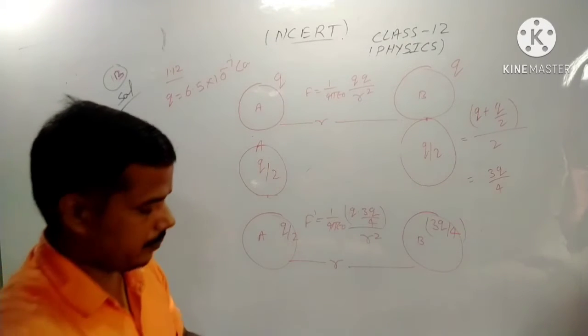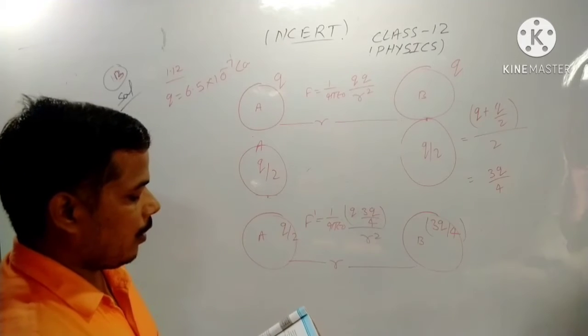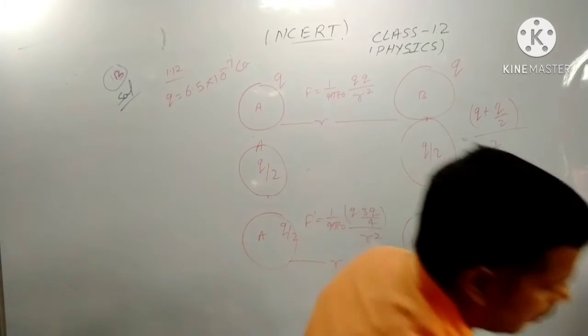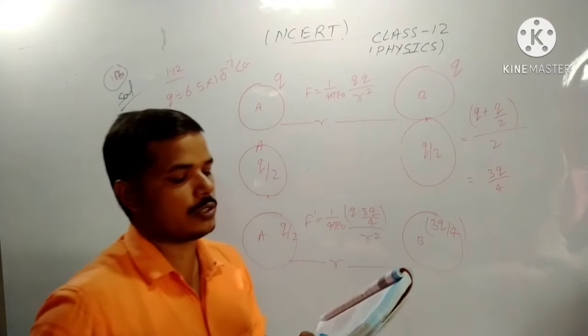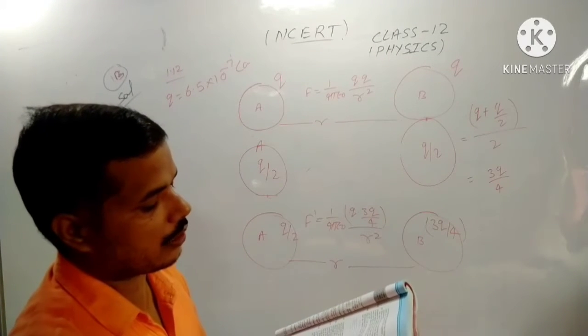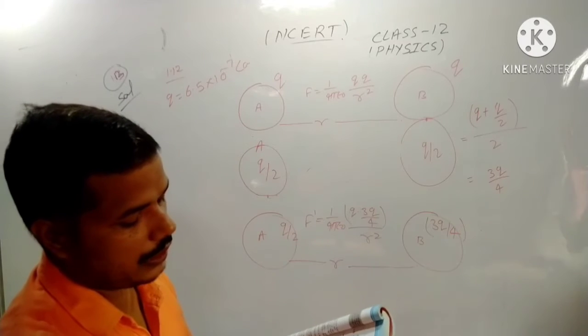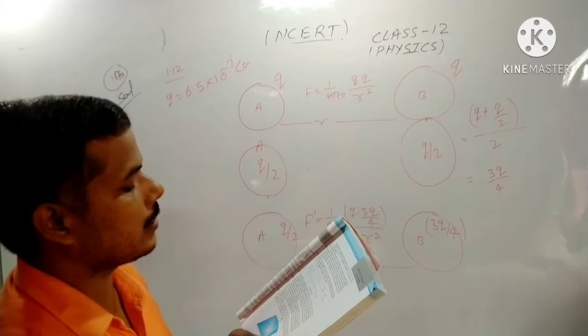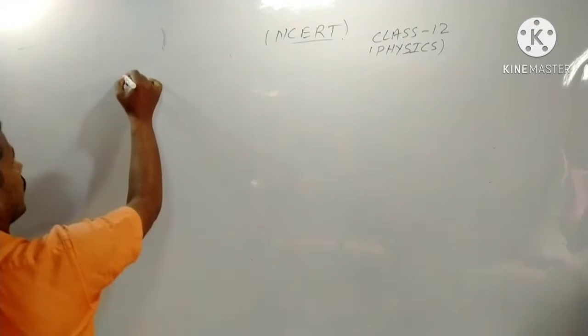Similarly, now question number 1.14. Here Figure 1.33 shows tracks of three charged particles in a uniform electrostatic field. Give the sign of the three charges. Which particle has the highest charge to mass ratio?